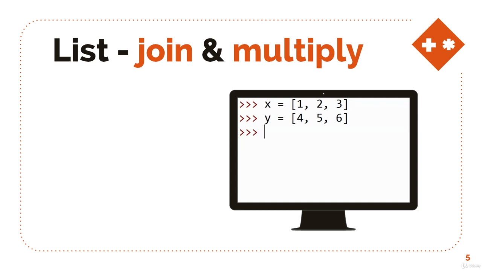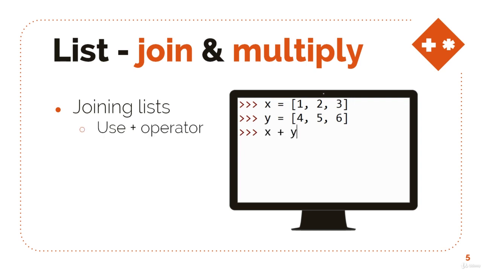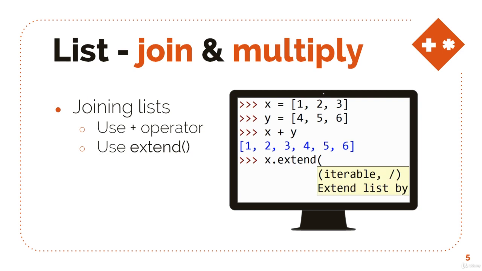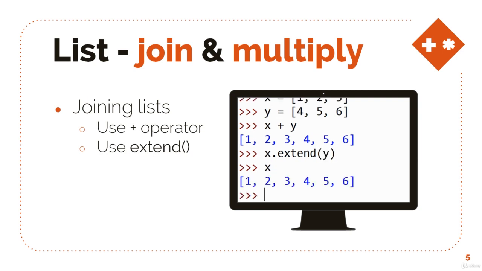Finally, let's look at a way to join and multiply list values. You can join a list in a few ways. The most straightforward is to use the plus operator. You can also use the extend method. You can also multiply the list using the asterisk operator.